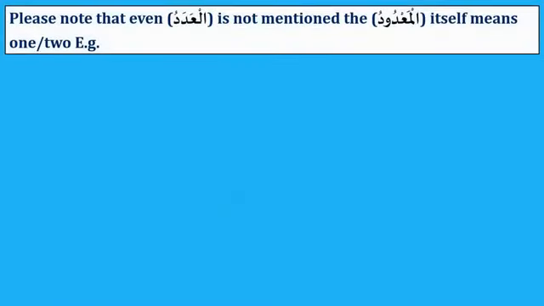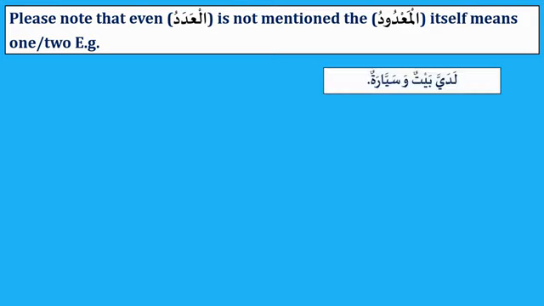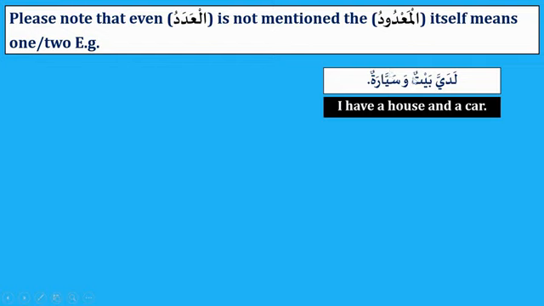Please note that even if al-adad, the number, is not mentioned, the ma'dud itself means 1 or 2. How? Example, لدي بيت وسيارة. I have a house and a car. You see, we didn't use a number after the noun, but they still mean 1 or a. I have a house, I have one house, or one car, a car.